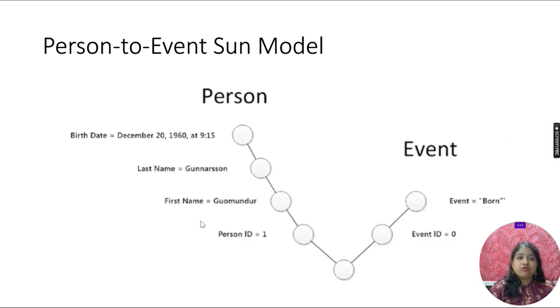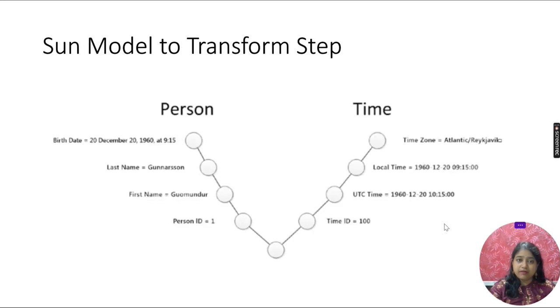Now the person to event Sun model. In this, the person is connected to a particular event. A person will have all the information like ID, first name, last name, and date of birth, and the event will have the event ID and the event name. So in this case the event name is born, so the person was born in this particular event. Now the Sun model to transform step: in this, the person and time dimensions are used for the transform step.